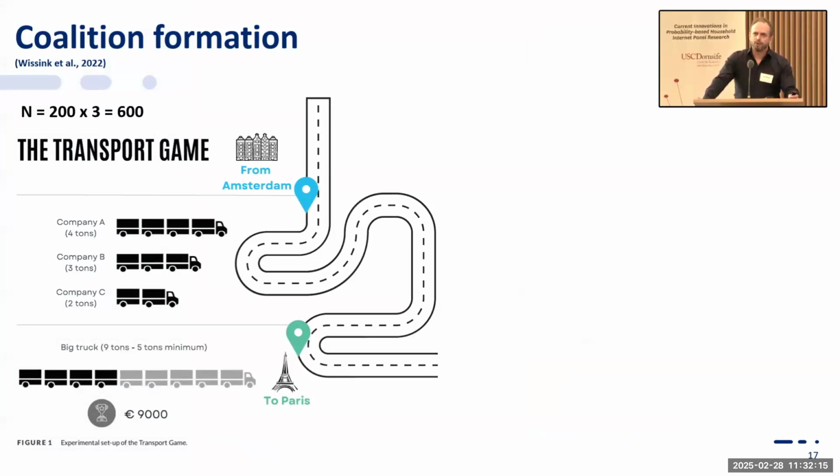So what we do in practice, we formed 200 groups of 3 respondents, and in each group of 3, one panel member represented a bigger company A, the other one a medium-sized company B, and a smaller-sized company C. And we told them, you're gonna have to drive your stuff from Amsterdam to France. But there's also a bigger truck available. But this bigger truck can only go on the road when there's at least 5 tons in the truck. So they have to form a coalition. And there's also a 9,000 euro bonus to divide.